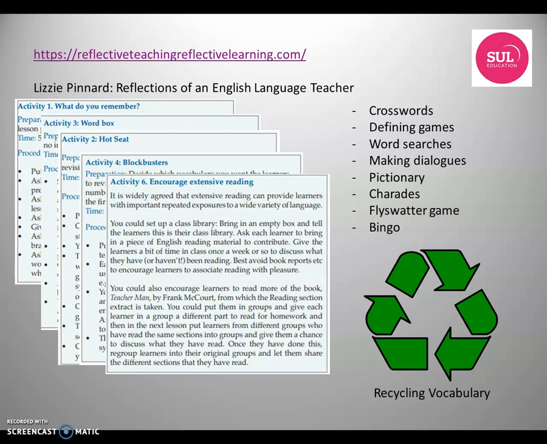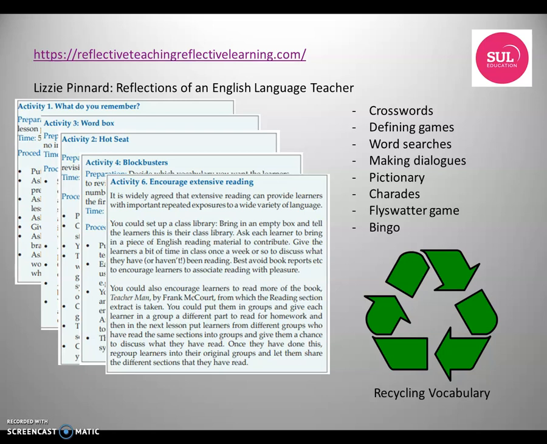Word searches, making up dialogues using the words. This can be fun if the words are unconnected, finding a way to use words in a dialogue and make it seem natural. Pictionary, where the student draws a picture of the word and the rest of the class need to guess. Charades is a way to do that with your body. The fly swatter game. Don't worry if you don't have fly swatters, roll up a piece of paper. Draw the words or the definition on the whiteboard. Give clues. The students swat the correct word.